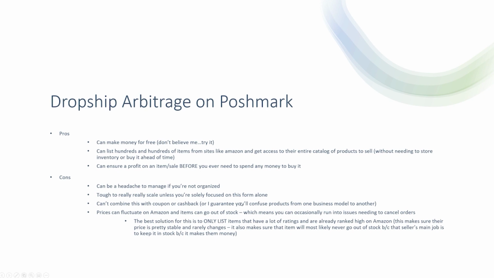Also, another con is that prices can fluctuate on Amazon and items can go out of stock occasionally, which means you have to occasionally run into issues and needing to cancel orders, okay? But the best solution that I found, and remember, I've literally tested this, so I'm not just saying what you could do. This is what I've done. The best solution to this that you can pretty much get away with is only list items that have a lot of ratings and are already high ranked on Amazon, okay? Because this makes sure that their price is pretty stable and it rarely changes. And it also makes sure that the item will most likely never go out of stock because that seller's main job is literally to keep it in stock because it makes them money, okay?